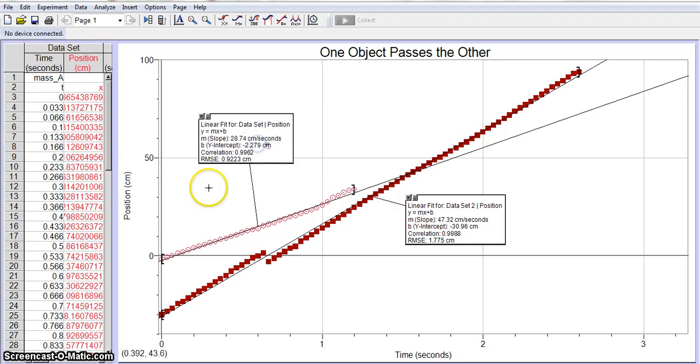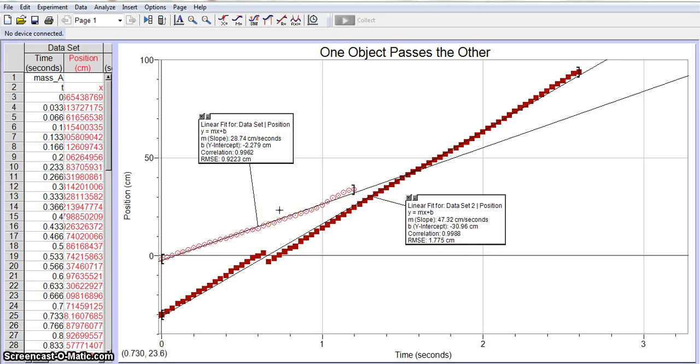For this, we have position equals 29 centimeters over 1 second times time minus 2 centimeters. What that means is that for every second that passed, this object moved steadily in a positive direction by 29 centimeters. Or you can say that this car traveled 29 centimeters per second. Both of these cars travel in a positive direction. The data that we got, they just happen to be going in a positive direction. If they're going in a negative direction, it'd still be similar data. The slopes would just be negative.